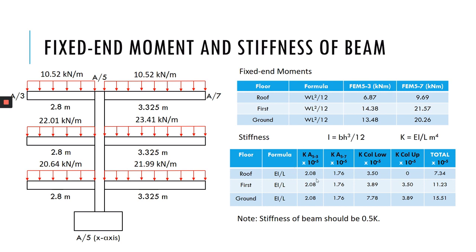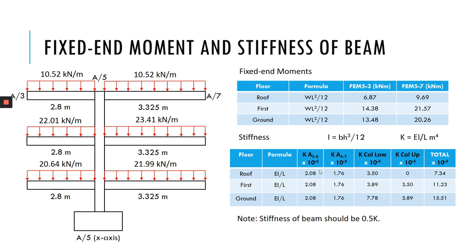Next is calculating the stiffness. So we know that stiffness K is equal to EI over L. In order for us to calculate it, we have to calculate I, the moment of inertia. So for the x-axis, the way we calculate is BH cubed over 12, while for the z-axis it is HB cubed over 12, because the major axis and the minor axis are different. So you have to calculate here.